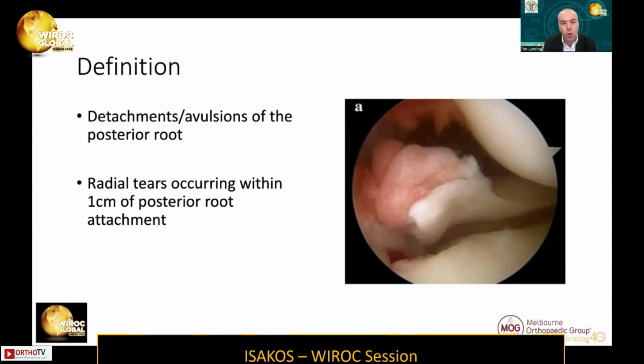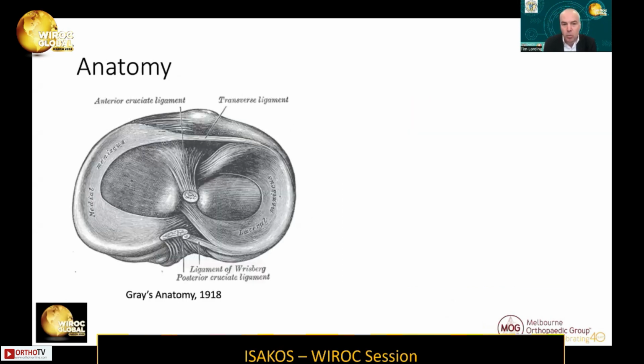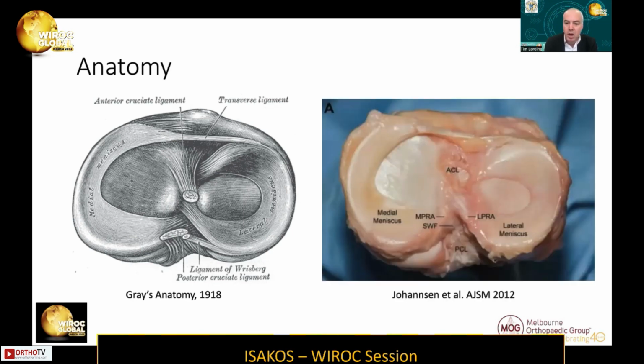Meniscal root tears have been defined as either detachments or avulsions of the posterior root of the meniscus, or radial tears occurring within a centimetre of the posterior root attachments. When we consider how our understanding of these lesions has improved over the past 10 or 15 years, it's certainly not been in our understanding of the anatomy. This is a picture from the original Gray's Anatomy textbook, which is over 100 years old, and then a picture from an anatomical study from Laprade's group, and you can see that these pictures are identical.